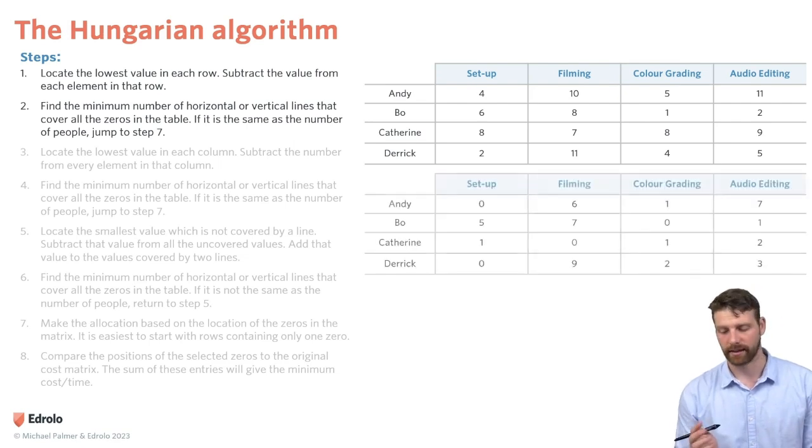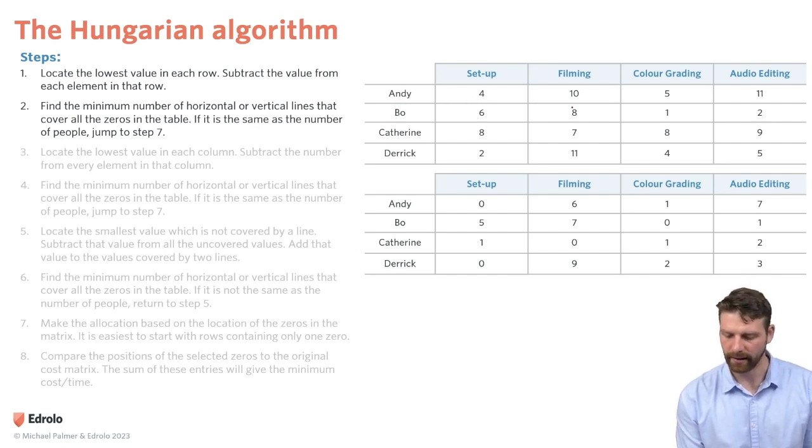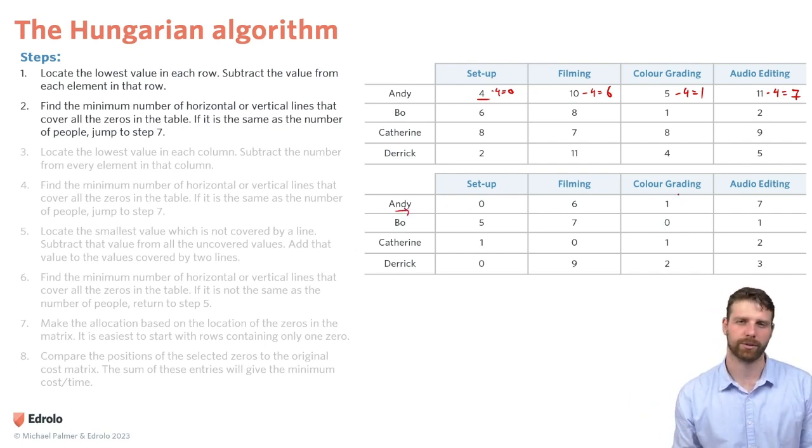So here's a table where I think we've done that first step. So if we look at the first row with Andy, the lowest value in there is 4. And I'm going to take away 4 from all of those. So 4 minus 4 would be 0, 10 minus 4 would be 6, 5 minus 4 would be 1, and 11 minus 4 would be 7. And you can see that those are the numbers that are appearing in the row of the next table. So when you do this process, you need to draw several tables and work your way through the problem. You can't do it all with just one table.